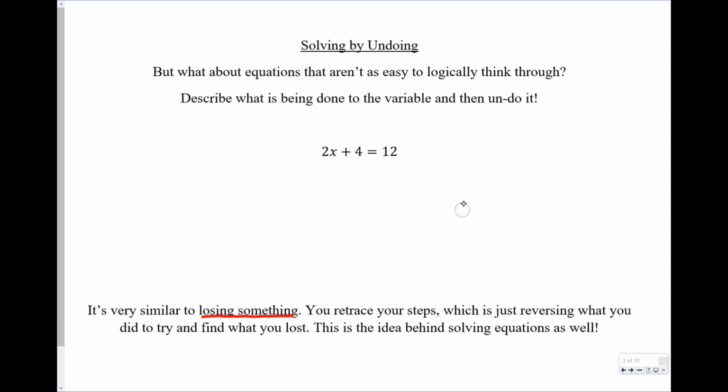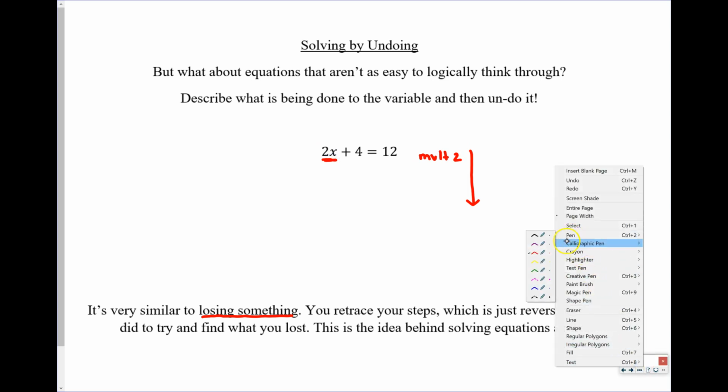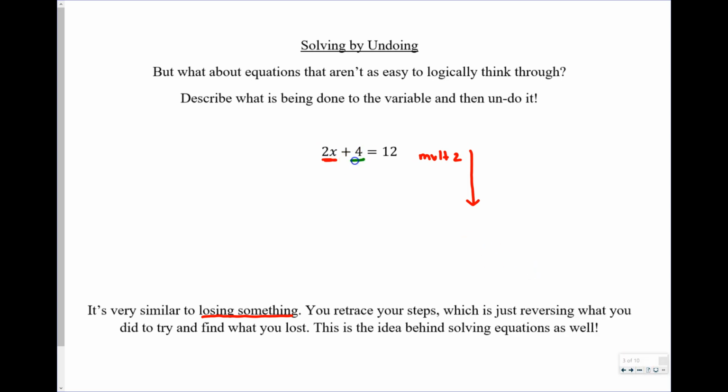Let's move this over a little bit. So in order, this variable x is being multiplied by 2. After the multiplication by 2, the next thing that happens to this thing is we're adding 4. Okay? So that's what happened to the x.